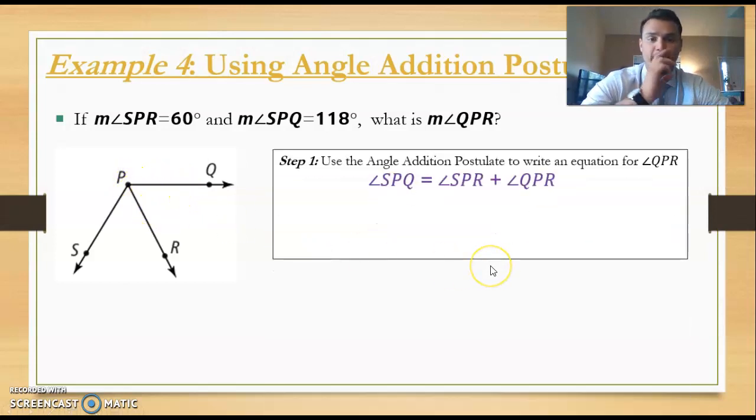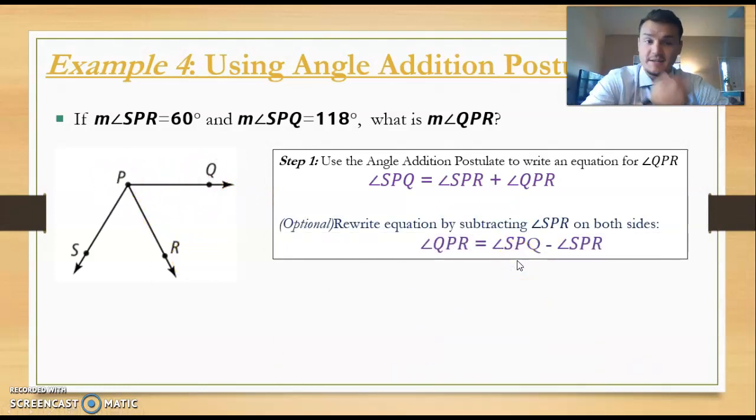So the first thing I would do is, it's always a good idea to write what the angle addition postulate would say. So in this case, we know that SPQ, this whole angle, is made up of these two smaller angles added together. So that's what this first statement here says, SPQ equals SPR plus QPR.